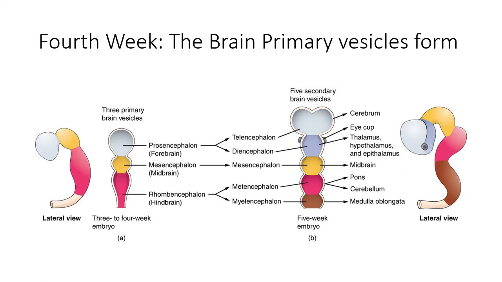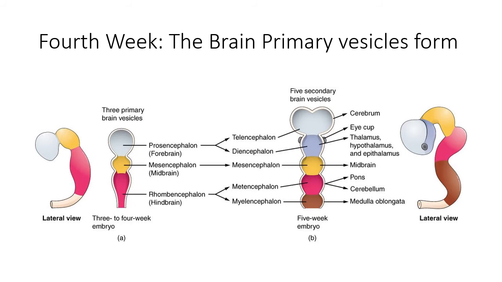So the prosencephalon becomes secondary vesicles, which would be the telencephalon and the diencephalon, and that is the cerebral hemispheres, and will also be the center of the cerebral cortex, the basal ganglia and the thalamus and all that stuff. And so then the diencephalon is actually going to be where the thalamus and the hypothalamus are. So the prosencephalon forms into the telencephalon and then the diencephalon.